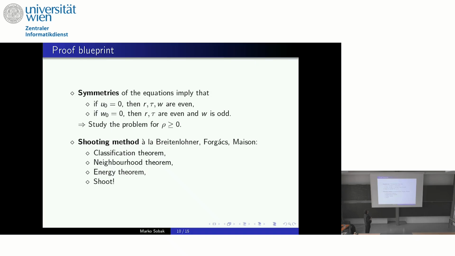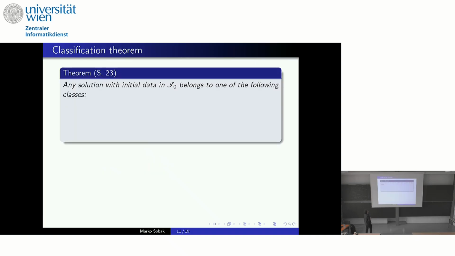Right, but that all being said, first I want to tell you about the classification theorem. Basically, it tells you that if you look at your equations and start with initial data in I0, then your solution can fall into three categories, the first of which is the singular category, which are solutions for which R tends to 0 at finite ρ. And I told you when I showed you the equations that this R tending to 0 is somehow a singularity that's already built into the equations.